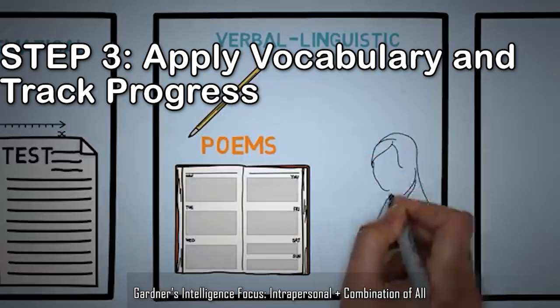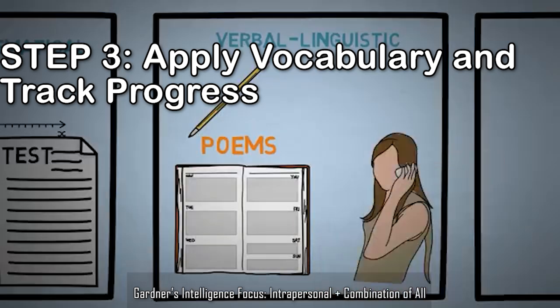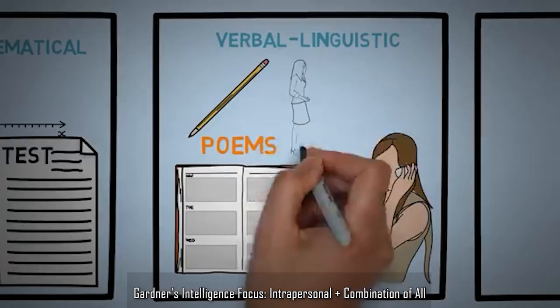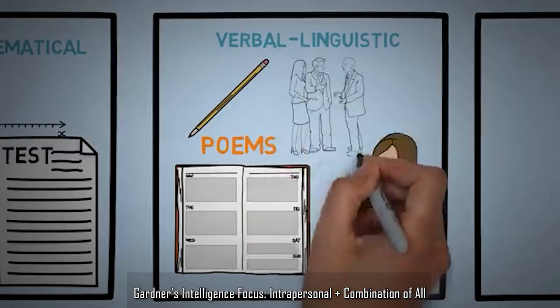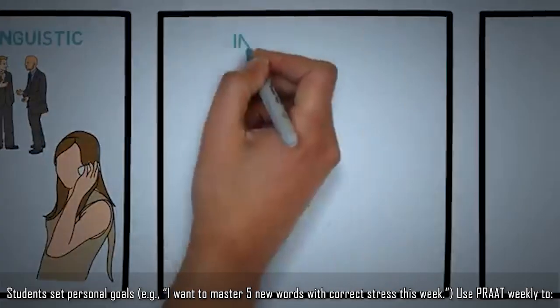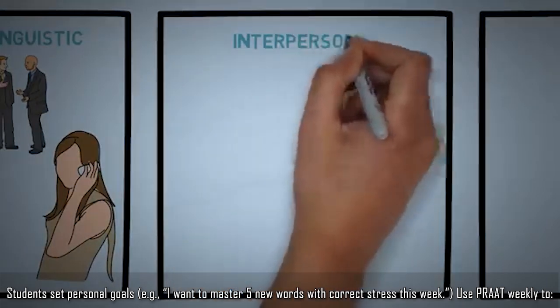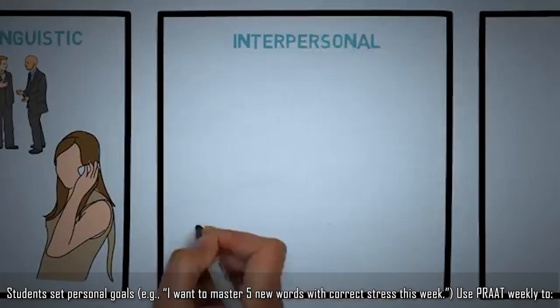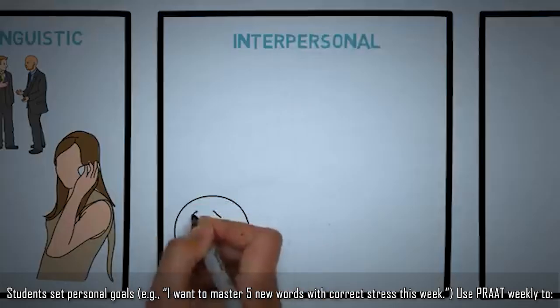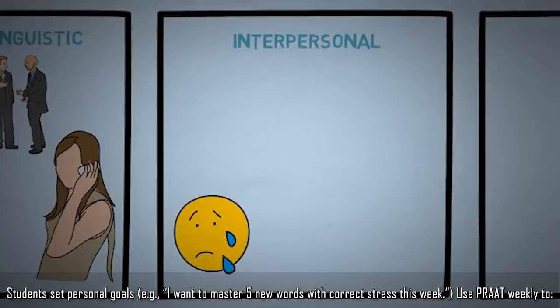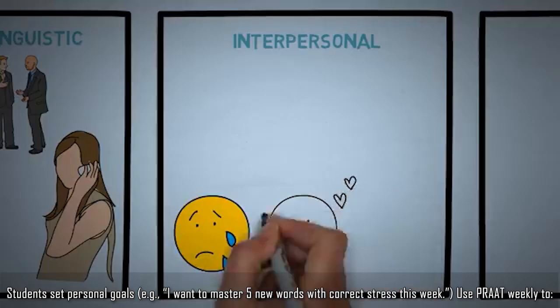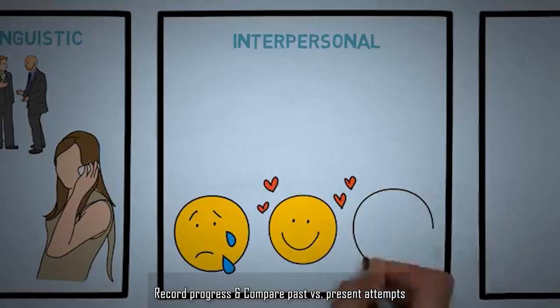Step 3. Apply vocabulary and track progress. Gardner's intelligence focus: intrapersonal plus a combination of all. Students set personal goals. For example, I want to master 5 new words with correct stress this week. Use Praat weekly to record progress. Compare past versus present attempts.